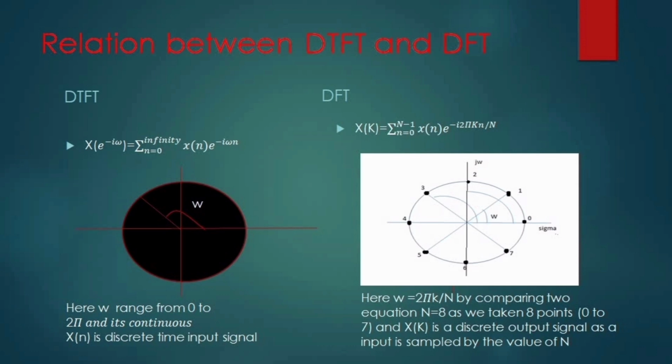N represents the number of samples, right? In this diagram you can see I have taken N equal to 8. So there are 8 points. You can see 0, 1, 2, 3, 4, 5, 6, 7 and 8. Okay, that is taken at a periodic interval, right?